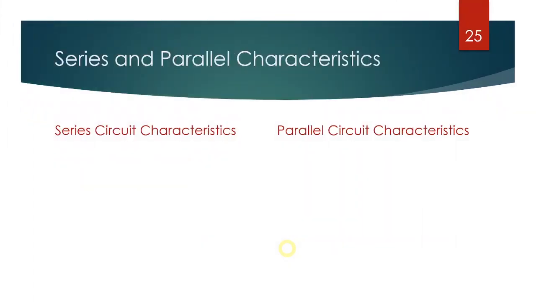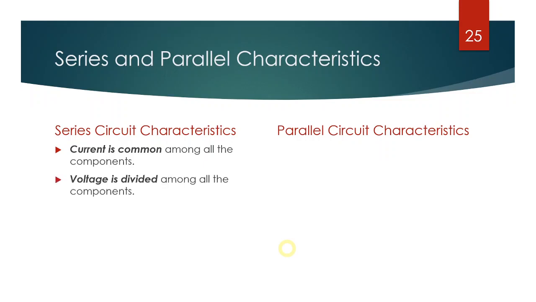Let's look at the characteristics of series and parallel circuits. So in a series circuit, the current is common. The current that flows through resistor 1, the first resistor, is going to flow through resistor 2 as well. But the voltage is going to be divided up. So there's going to be a certain voltage drop, and in the electrical applications course, we'll go into all the formulas of how to calculate that. We're just doing an overview here.